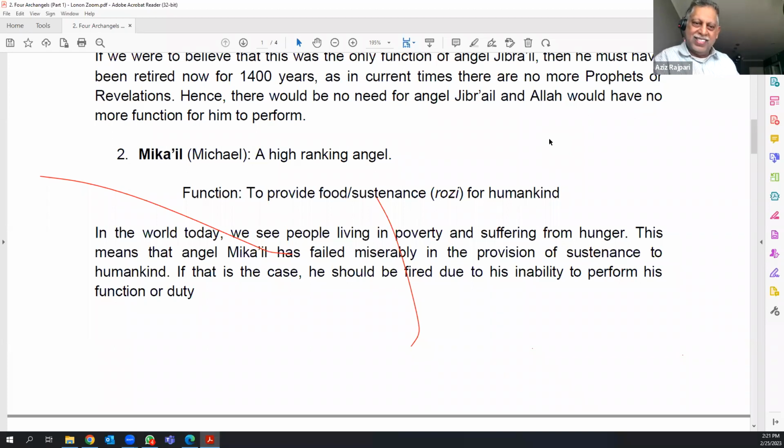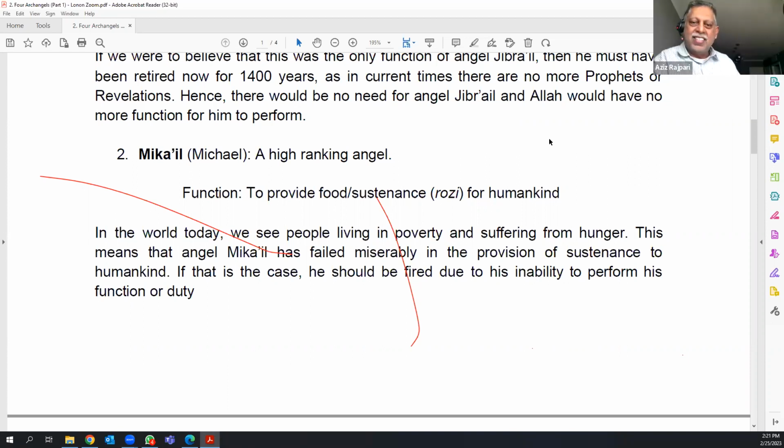Go ahead, Anila. Allegorically, Mikhail's Rosie is used in a Zahir form, but in Batin form, that Rosie is obtaining ilm and knowledge. Subhanallah. So you're saying he is working? He is. He is working. Very good. Shukr, alhamdulillah.